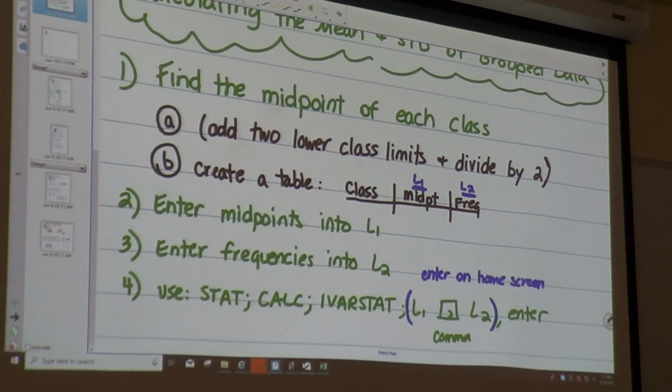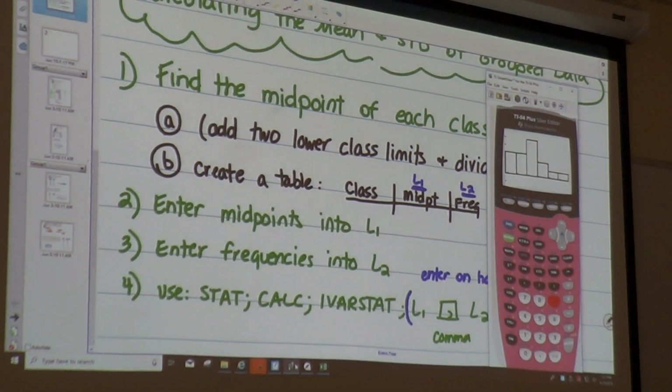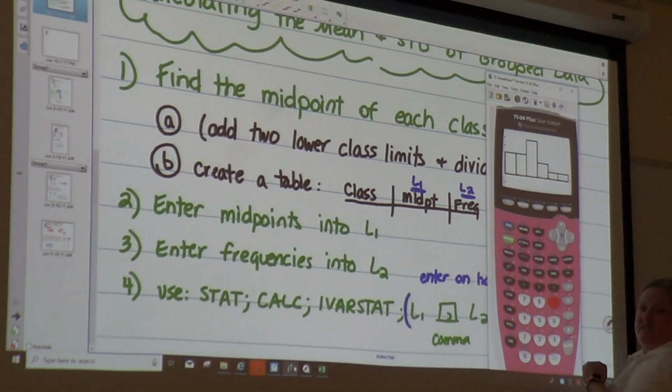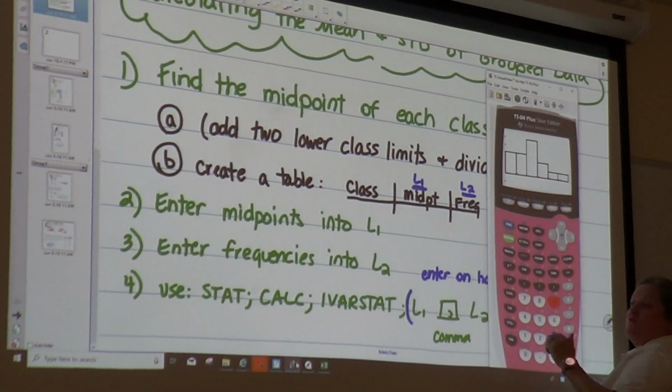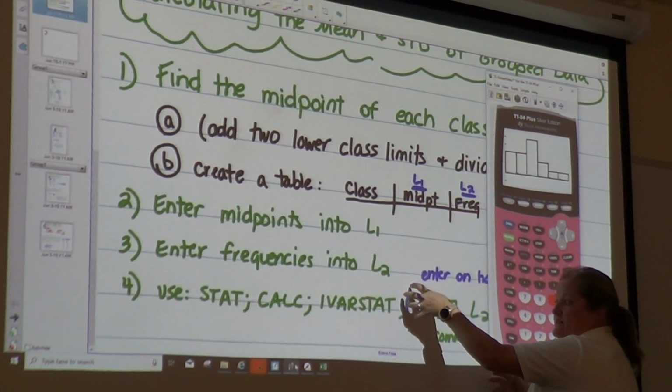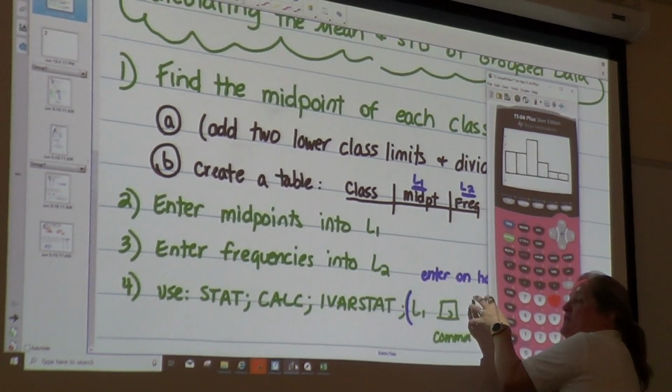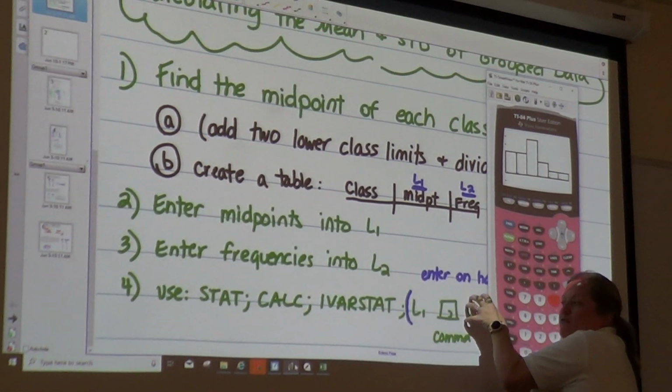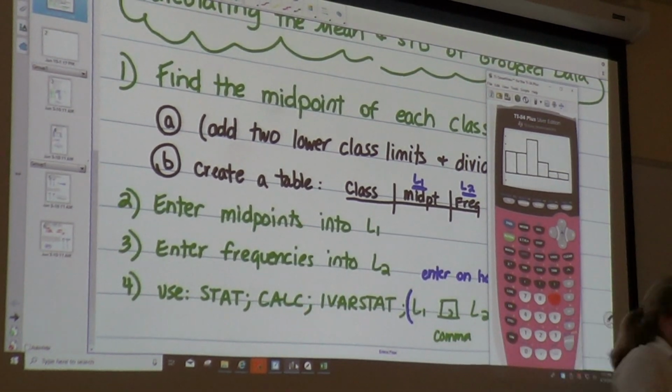Now, if you don't know where your comma is on your calculator, it's right above the 7. So for this set of data, you have to say, I'm taking these categories and combining them with these weights: what the frequency is, what the weights are.